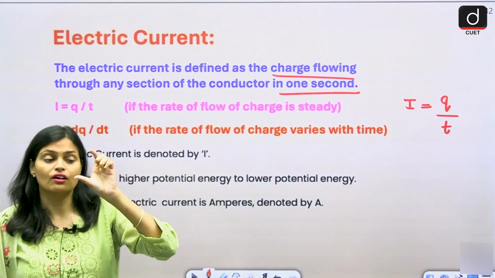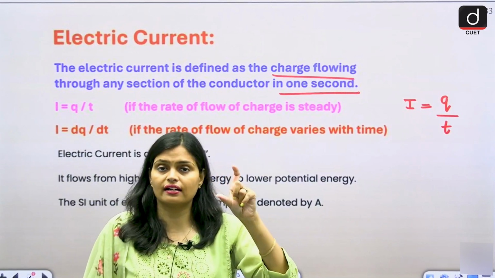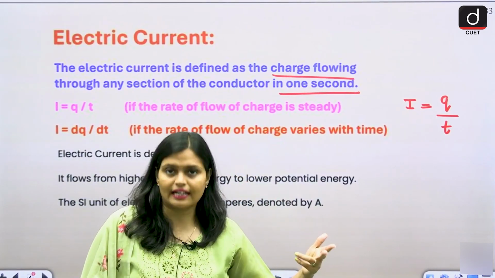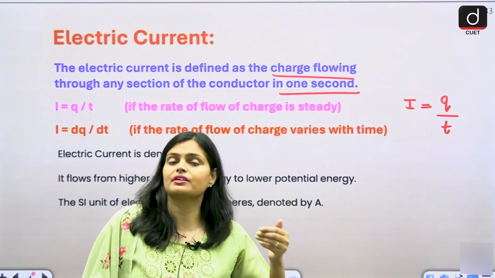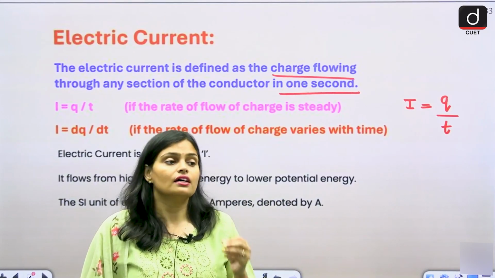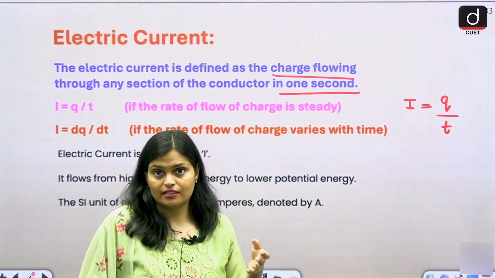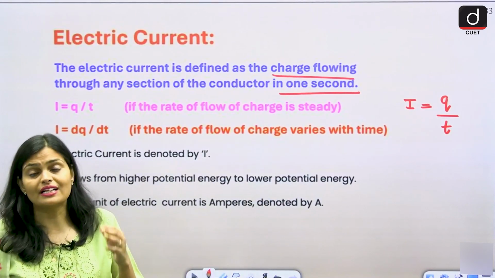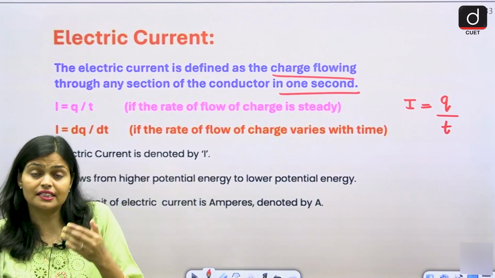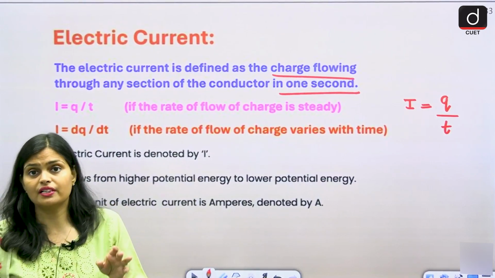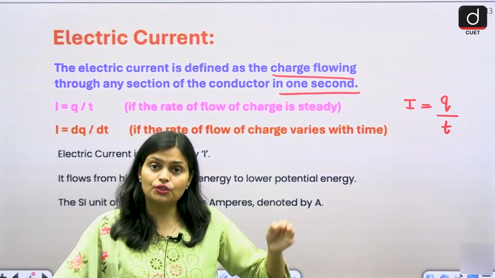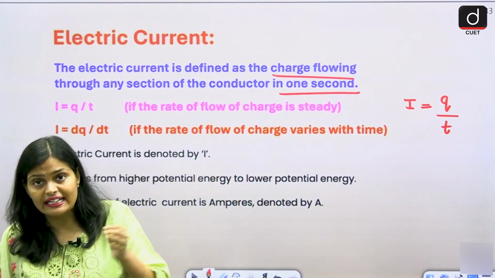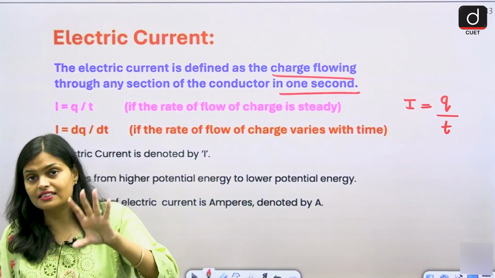Simply rate. Whenever you talk about rate, that rate is always defined in terms of time. We always express rate with respect to time. Like what is the rate of your study? That means you study 3 hours per day. So that is the rate of your study. So similarly, how much charge Q flows in 1 second or in T seconds, that defines the current.